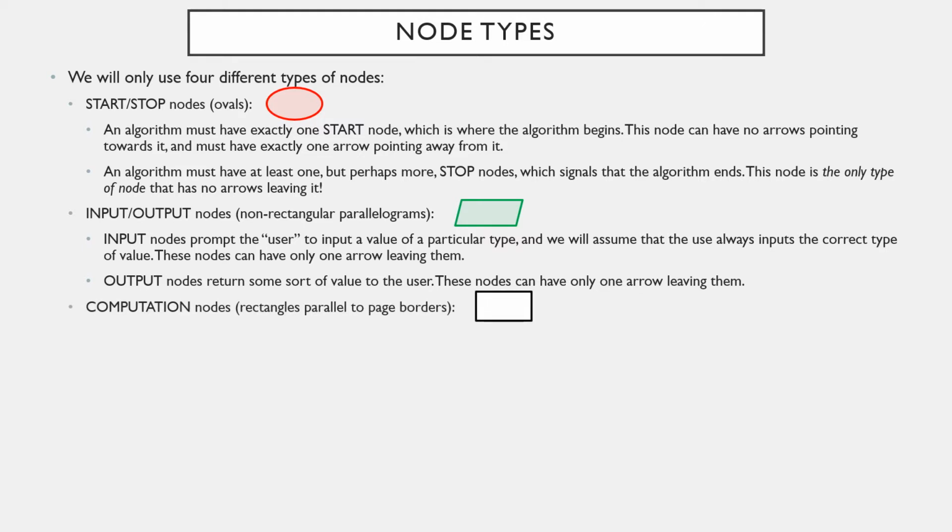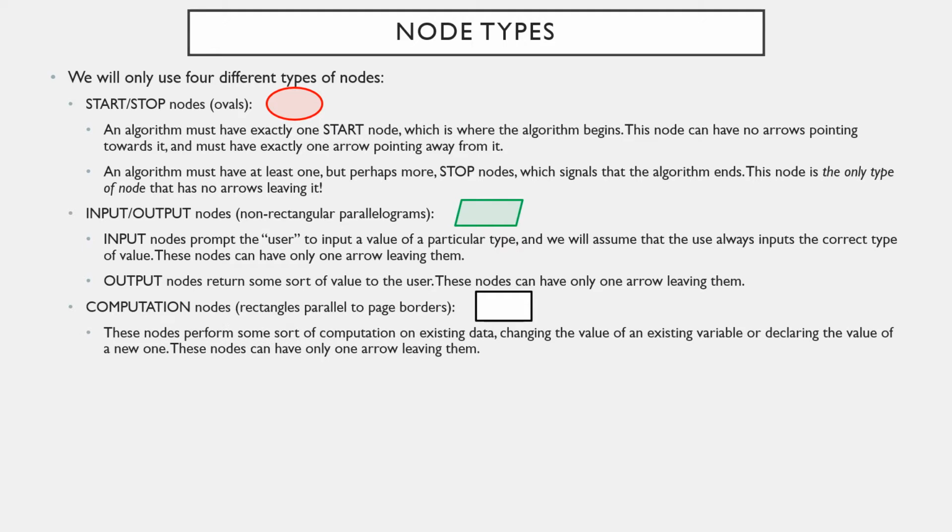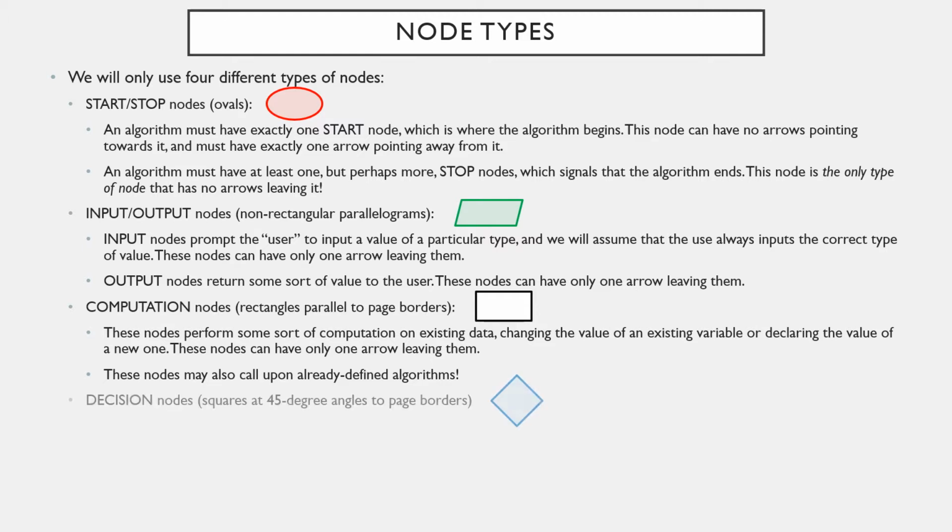A computation node is a white-filled rectangle. They perform some sort of computation on existing data, changing the value of an existing variable or declaring the value of a new one. They have one arrow leaving them. They can also be used to call upon algorithms you've already defined. We're going to see how very, very useful this is.